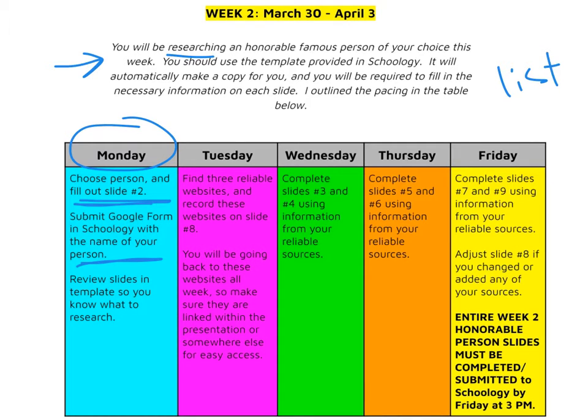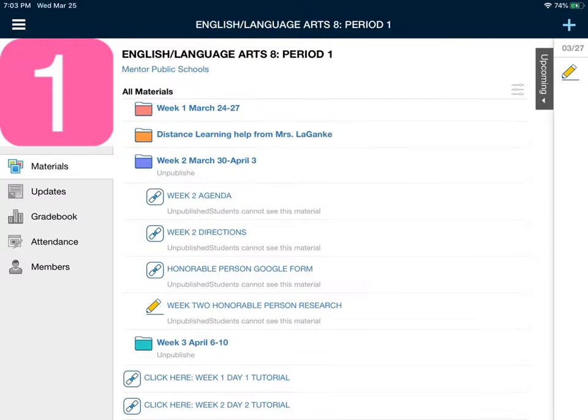And then finally, just review the slides in the template so you know what you're going to be researching. But today should be a pretty low-key, light day. So I'm looking at Ms. Hiltunen's page. That was the agenda. So let's go ahead and open up the directions for the research project next.